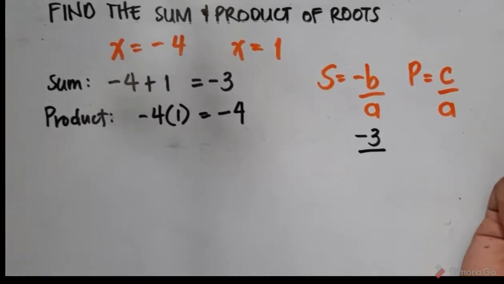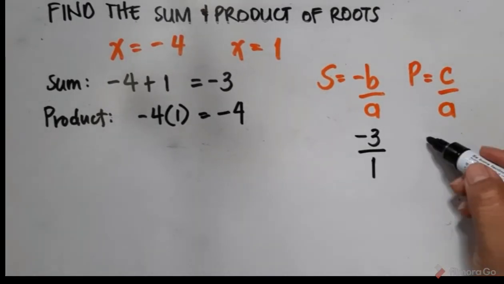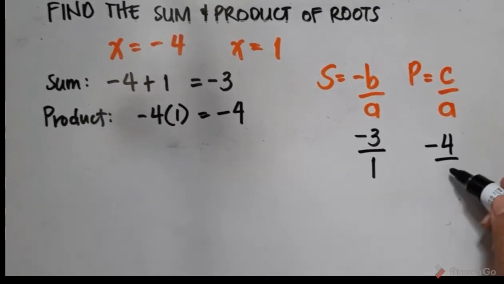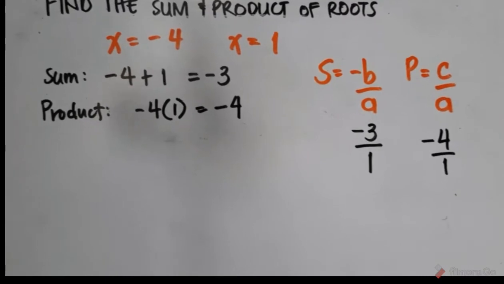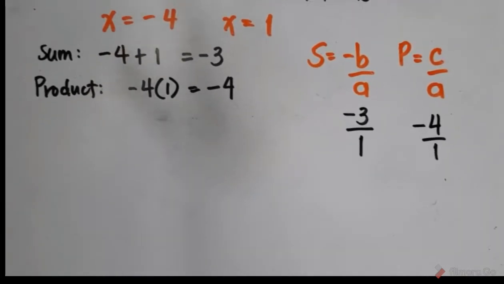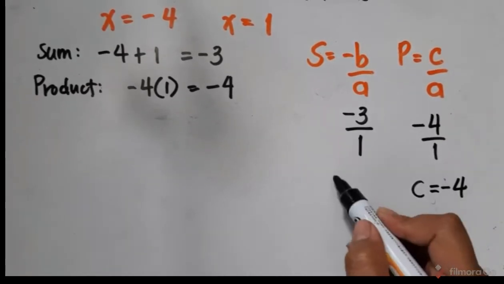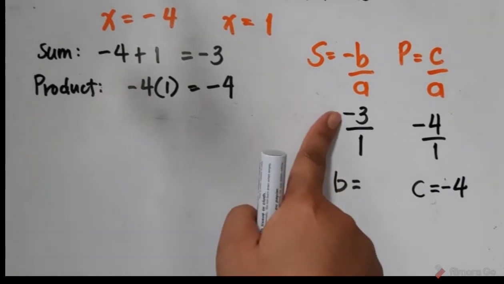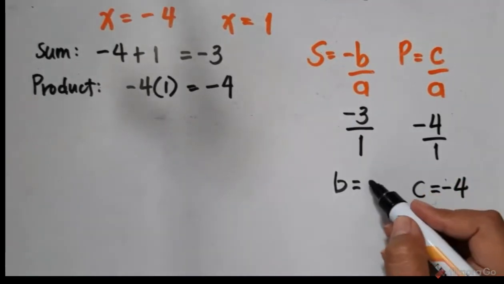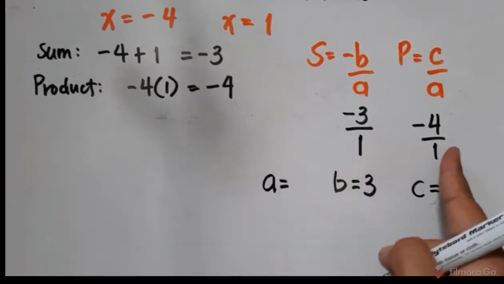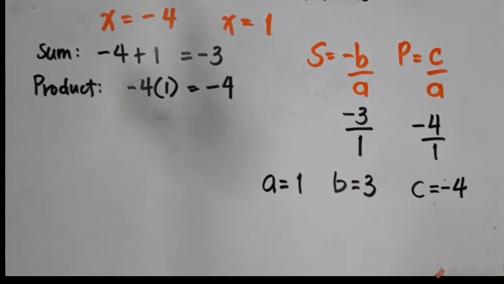The denominator of a whole number is 1. And for the product, we have negative 4 over the whole number again, which is 1. Now we have the value of our C is negative 4. And for our B, okay, the negation is there, so this will be positive 3. And the value of A is the denominator of the fractions, so 1. Now we have A is 1, B is 3, and C is negative 4.